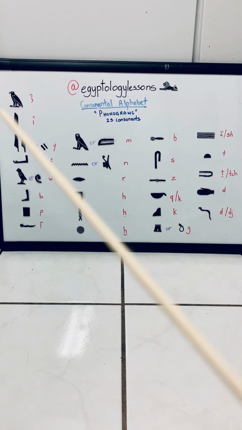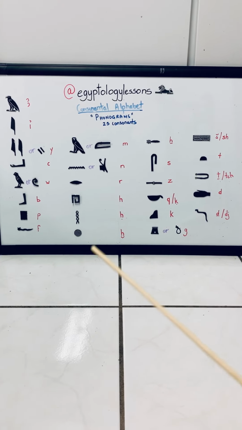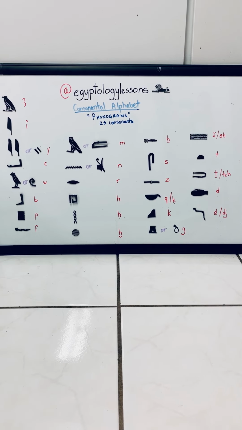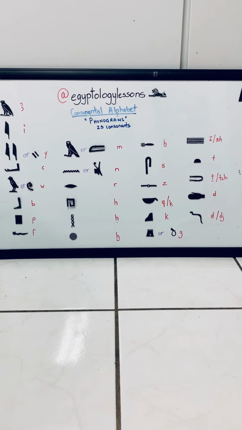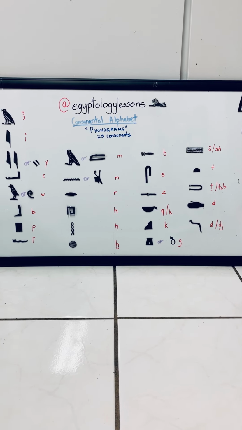This is a standard alphabet created by Egyptologists. This is not the actual alphabet of ancient Egypt. It's just a convention that we use. Now, hieroglyphs used to be known as phonograms. They come in many ways as logograms and determinatives, but these are phonograms today.